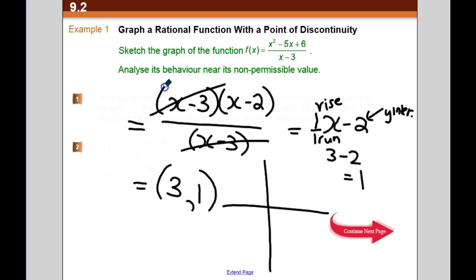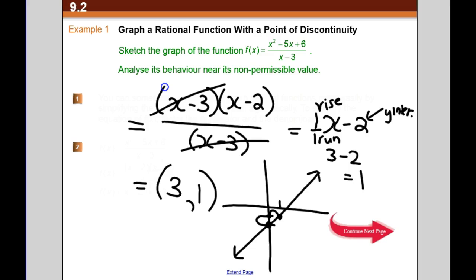Okay, so if we were graphing this, we would go down to minus 2 and put a dot, and then we would rise 1 and run 1. So rise 1, run 1, gives us a point right there. Okay, and we would draw our line. Okay, but before you draw your line, we need to remember this point of discontinuity. So at 3 and 1, that means our line isn't continuous.